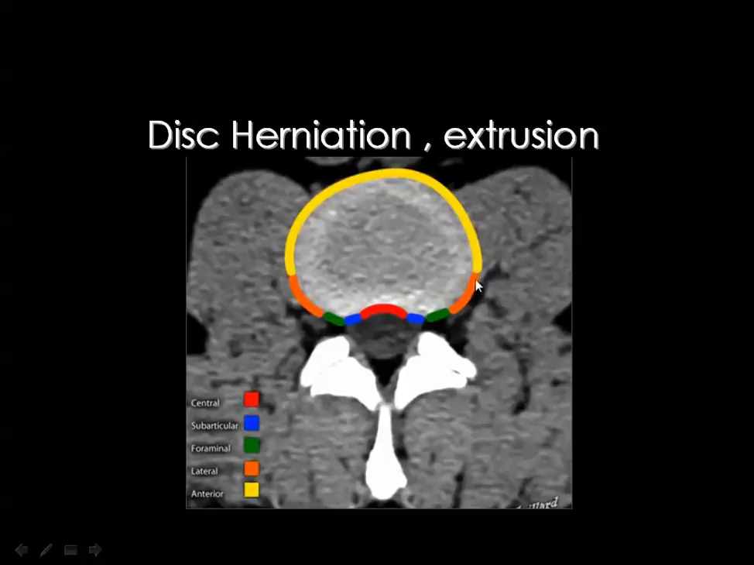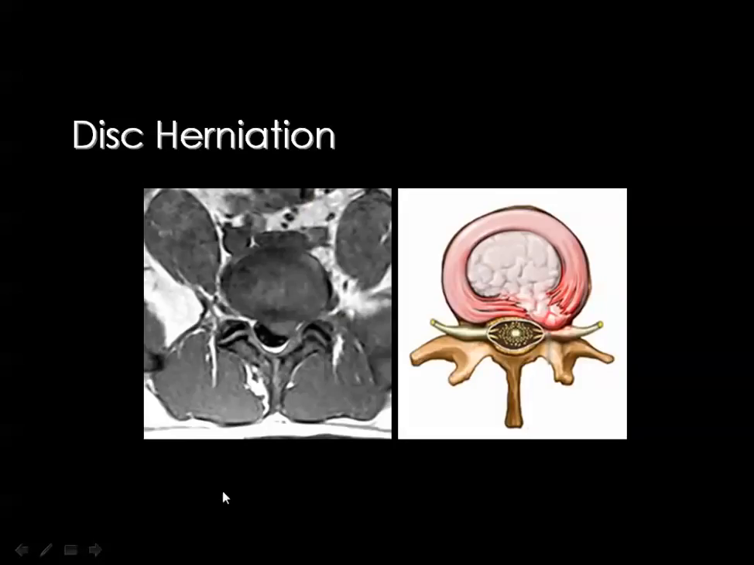And the fourth one is outside the foramen, but it still has a relation to the nerve root, and this is known as extraforaminal or lateral disc herniation. Then the anterior disc herniation is, of course, of little significance, as you know, and it corresponds to this yellow color. Then here is an example.